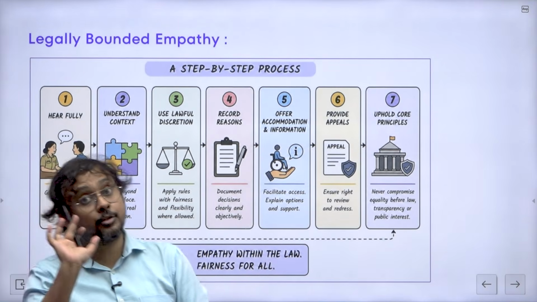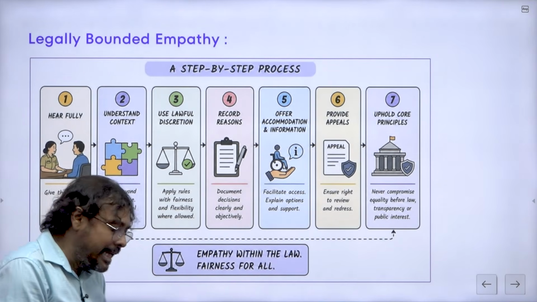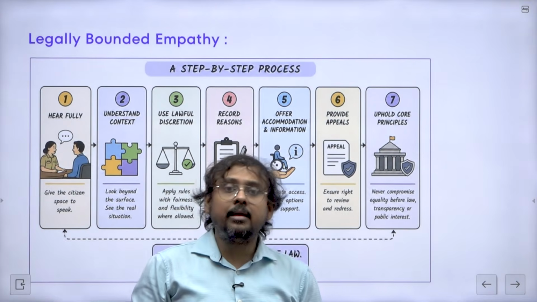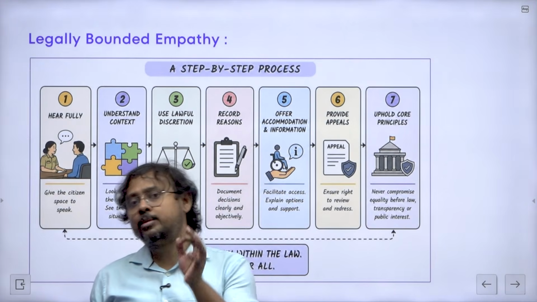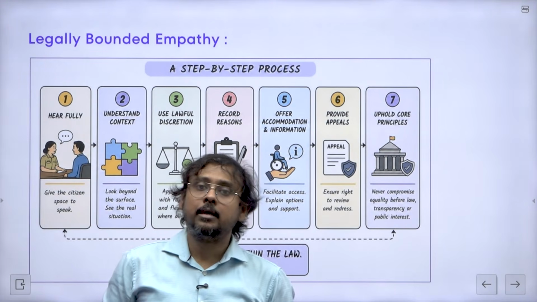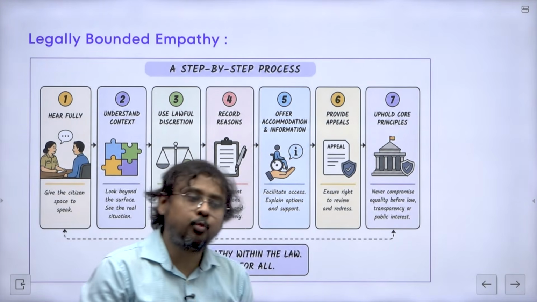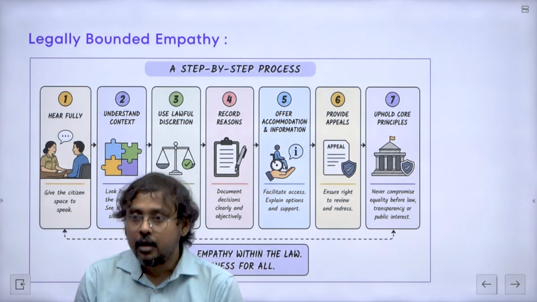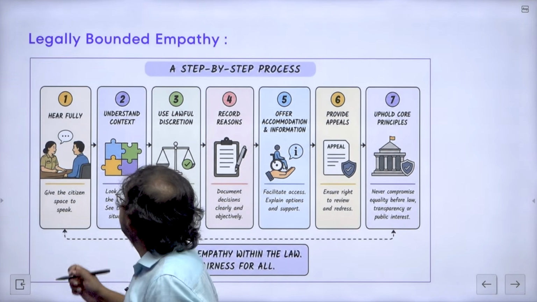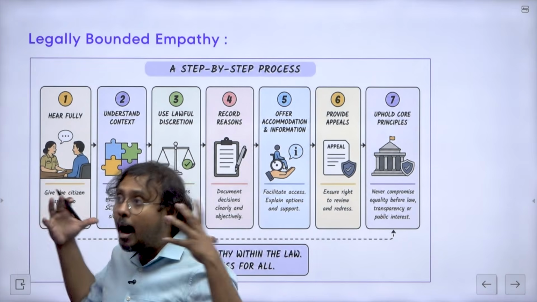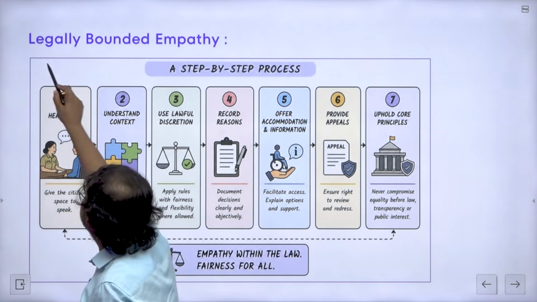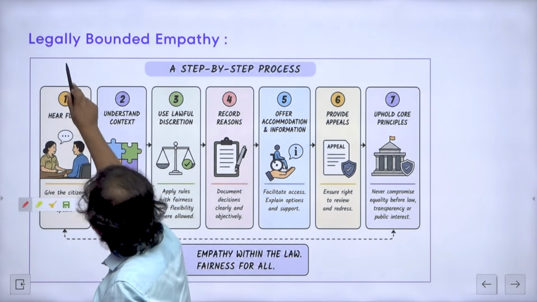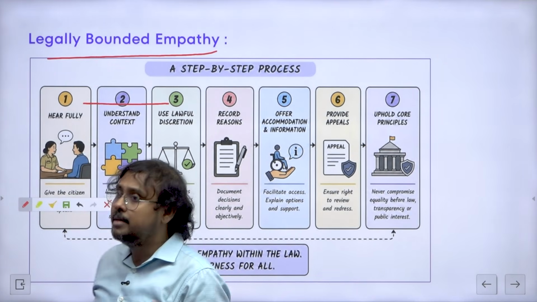If we understand that empathy and objectivity are conflictual values, then how do we place empathy in our administration? So let's understand. How do we place empathy in an administration which is run by objectivity, impartiality, being non-partisan, right? How do we place empathy? We place empathy by making that empathy bounded by legality. So it's called legally bounded empathy.